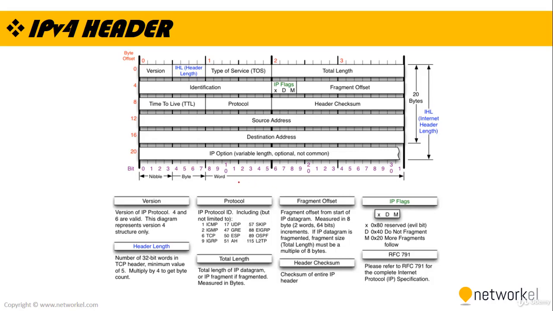As you can see, there are lots of fields in the IP version 4 header: the version field, type of service field, header length field, total length field, fragment offset, protocol, TTL, header checksum, source and destination IP addresses, and IP options. Please keep in mind that there are lots of fields in here.